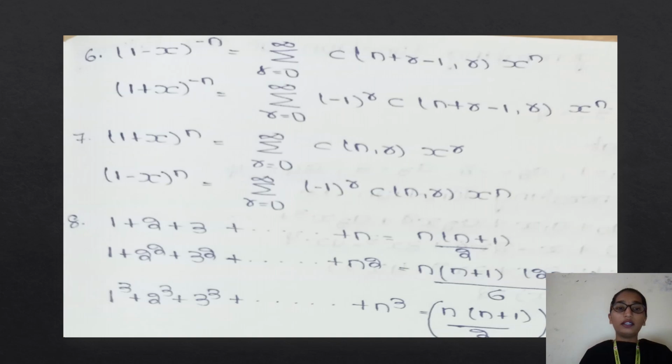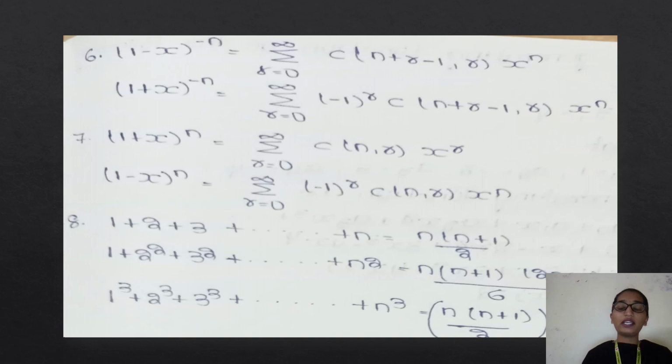Now, sixth one, (1 minus x) whole power minus n is equal to summation r equals 0 to infinity C of (n plus r minus 1, r) into x power r. (1 plus x) whole power minus n is equal to summation r equals 0 to infinity (minus 1) power r C of (n plus r minus 1, r) into x power r.